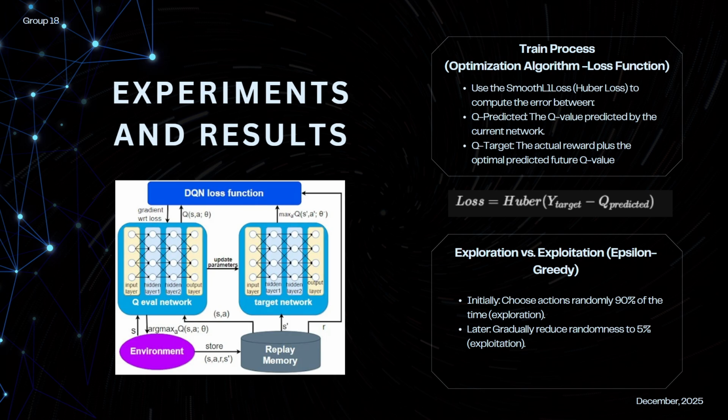And the second, exploration versus exploitation. We use epsilon greedy with this strategy. In the beginning, epsilon is high, 90%, so the agent explores randomly. Over time, we decay epsilon to 5%, forcing the agent to exploit the policy it has learned.